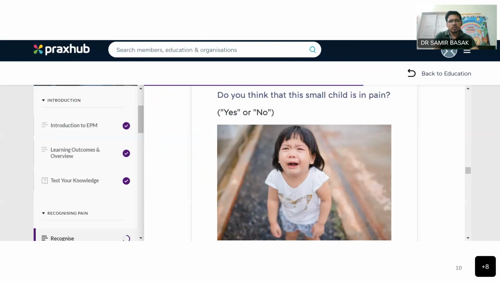From the content available on the platform: do you think this small child is in pain? The actual answer is that this child is demanding candy. When she is not getting the candy, she is crying. So she is not in pain.